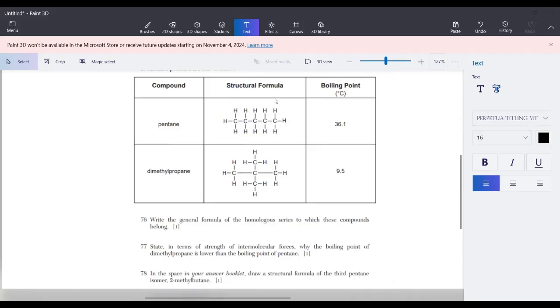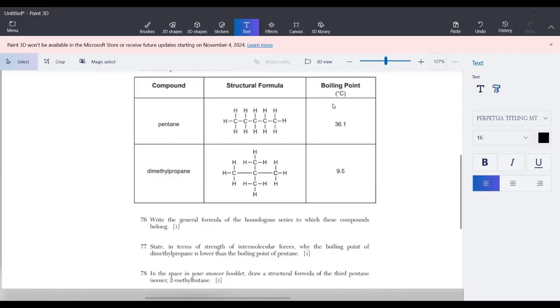The next thing would be for us to look at the table and see which class of compound we're in. Two, state in terms of strength of intermolecular forces why the boiling point of one substance is lower or higher than the other one. That means we're going to have to refer to some of our prior knowledge about the strength of intermolecular forces and how that impacts boiling point. And then look at the boiling points, because they gave you a column with the boiling points. And number 78, in the space in your answer booklet.